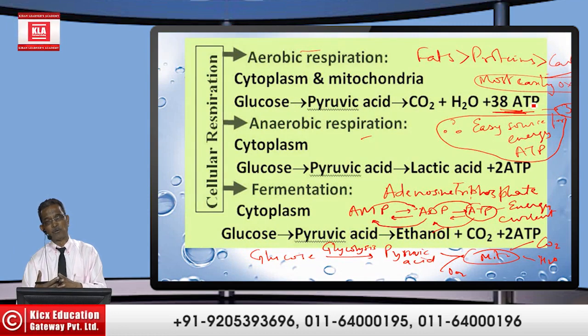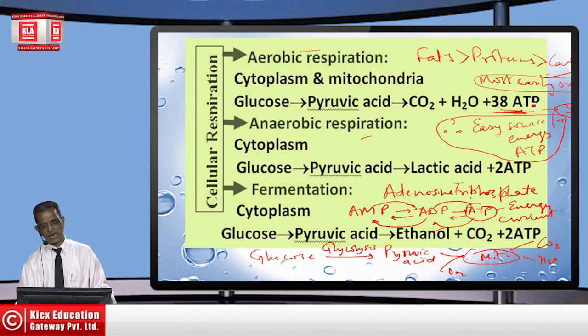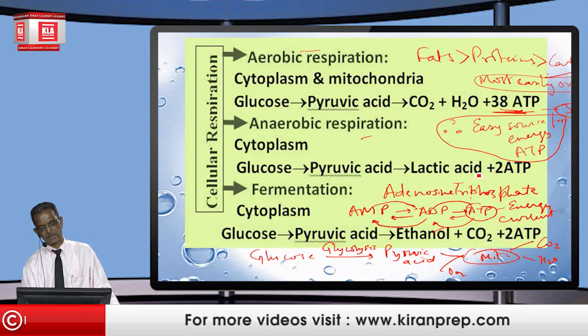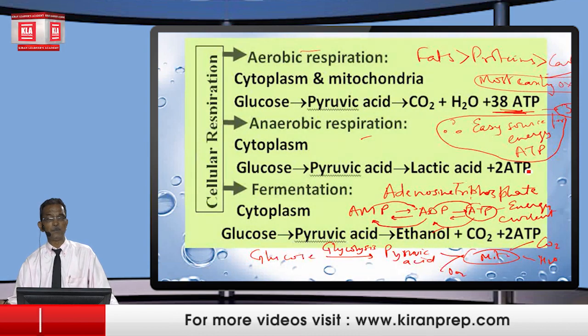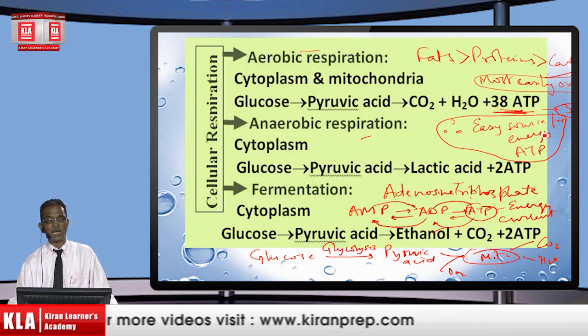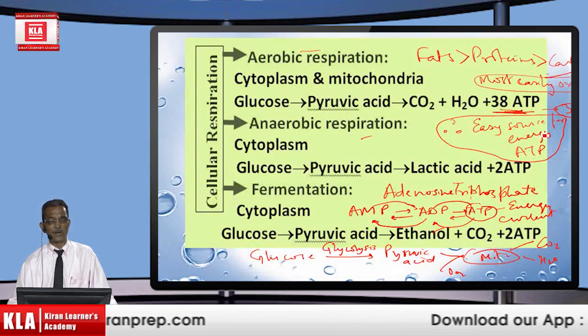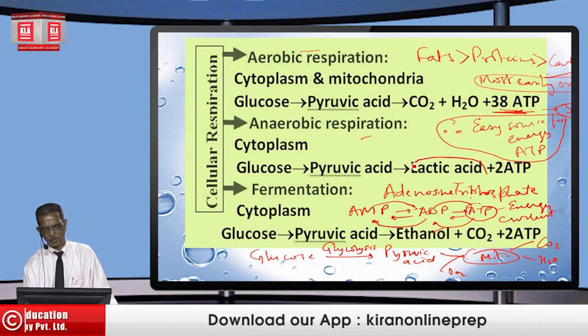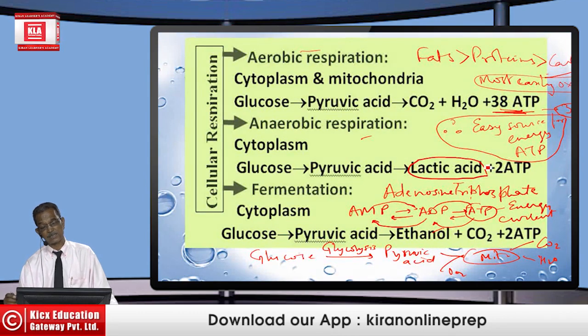Now 2 ATP are being produced in anaerobic respiration, that is glucose to pyruvic acid to lactic acid plus 2 ATP. These ATP are used up in the body cells, but the ill effect is that this lactic acid will keep on accumulating in the body cells.